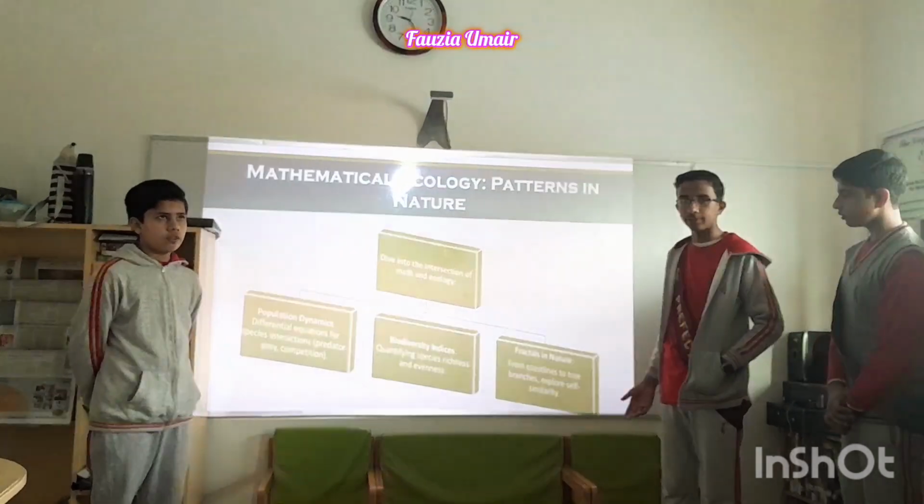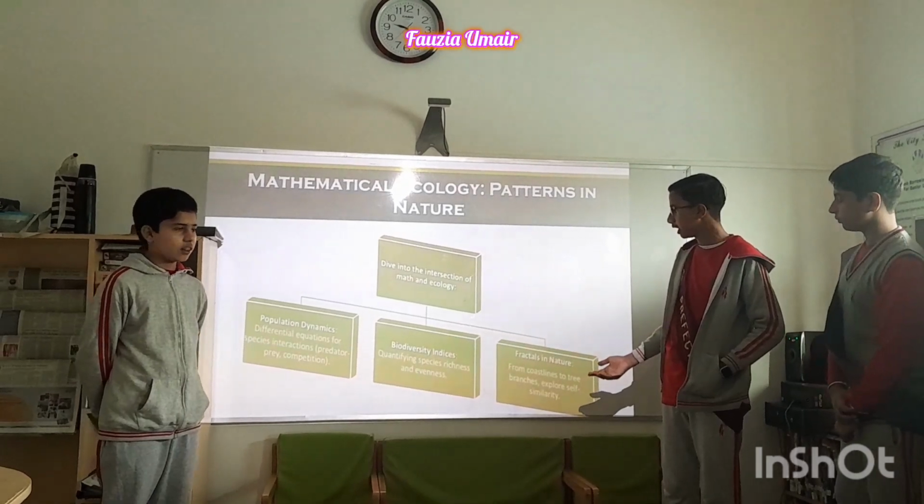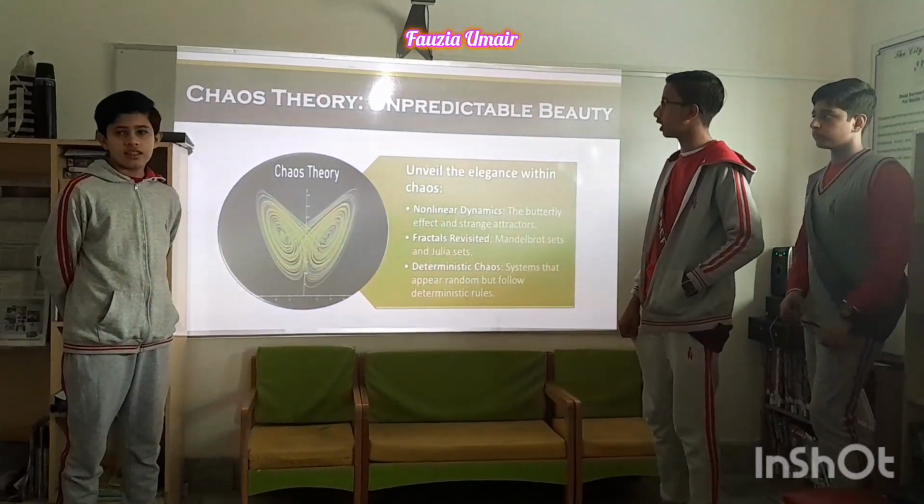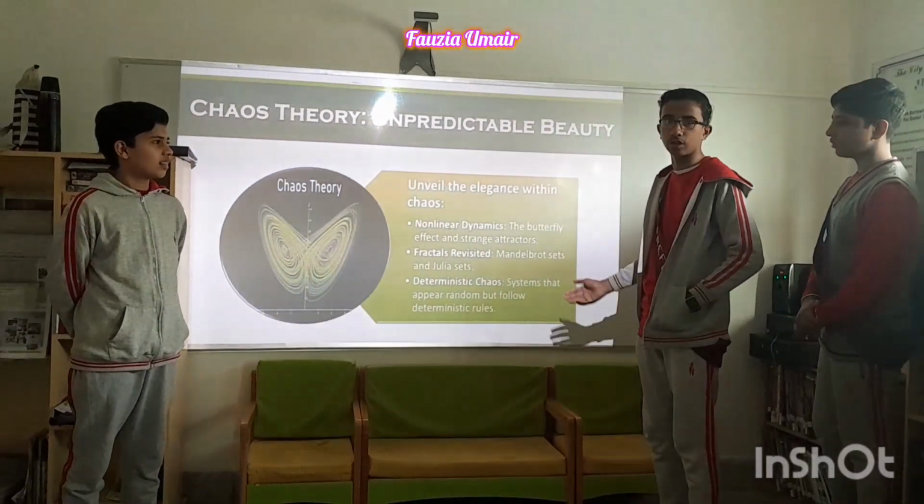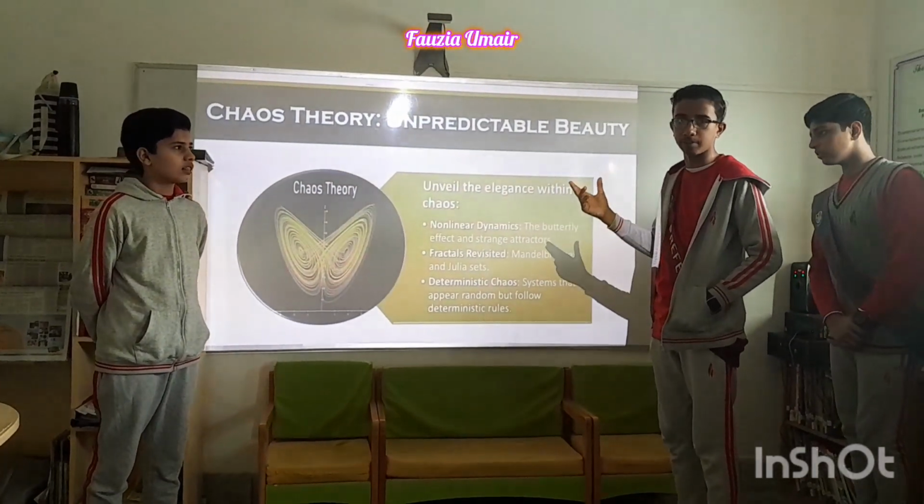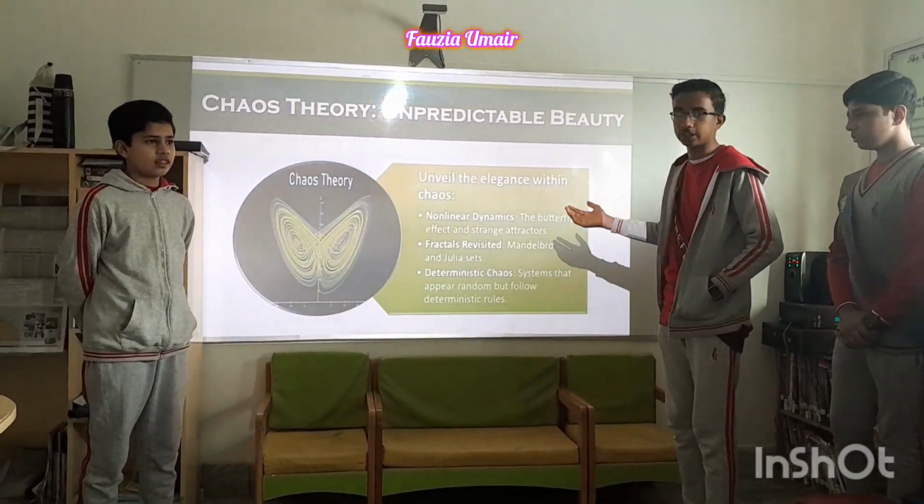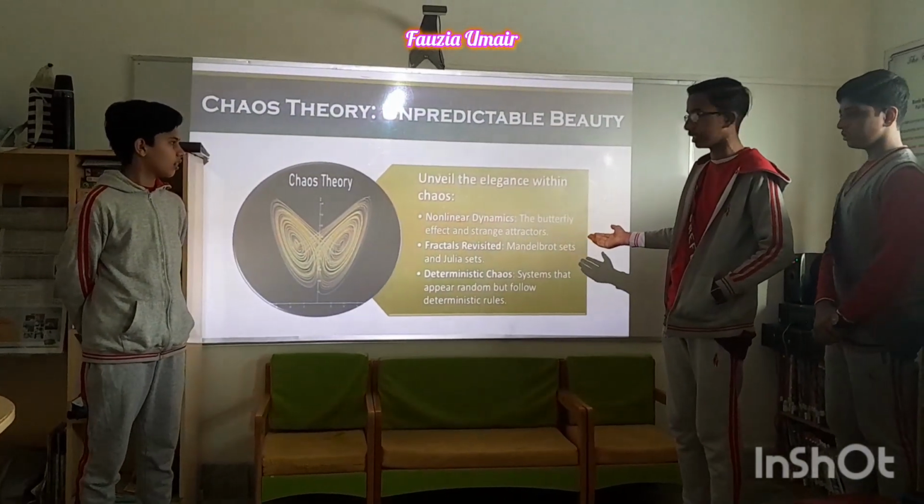Next we have biodiversity indices, quantifying species richness. And here we also have chaos theory, which is also of unpredictable beauty. Chaos theory is a theory of maths and sciences both, which makes an unpredictable beauty. For this we are going to unveil the elegance within the chaos.